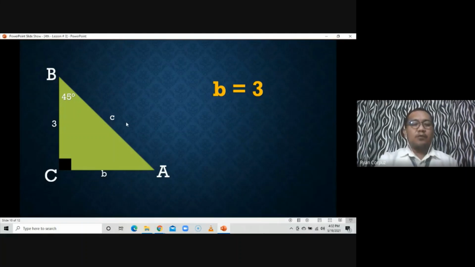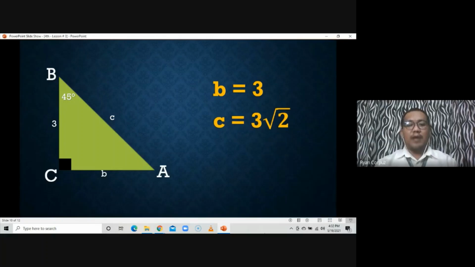How about the measure of C, which is the hypotenuse? So, for you to find the hypotenuse in a 45, 45, 90 degrees special right triangle, it's just leg multiplied by square root of 2. Again, leg multiplied by square root of 2. So, ang measure ng leg mo ay 3 times square root of 2, you come up with the measure as 3 square root of 2. So, that's how we find the value of B and C when the given is a 45, 45, 90 degrees special right triangle. Another example.